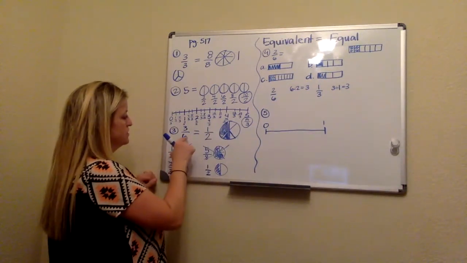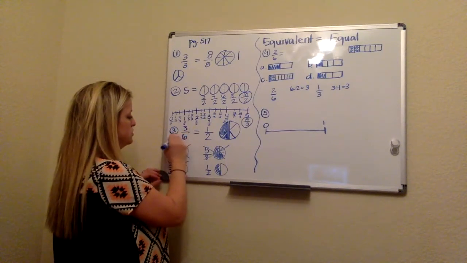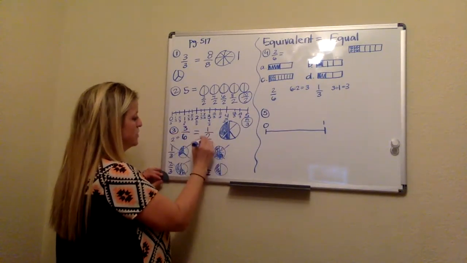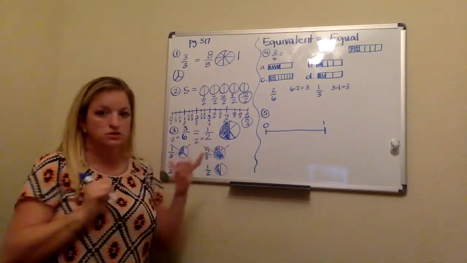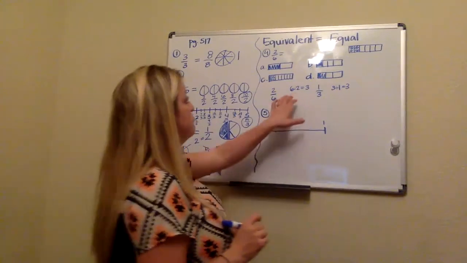If you take 6 and divide it by 3, you get 2. If you take 2 and divide it by 1, you get 2. So equivalent fractions will always work out that way. All right, now number 4.